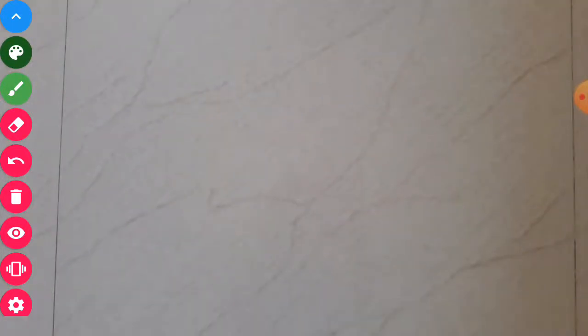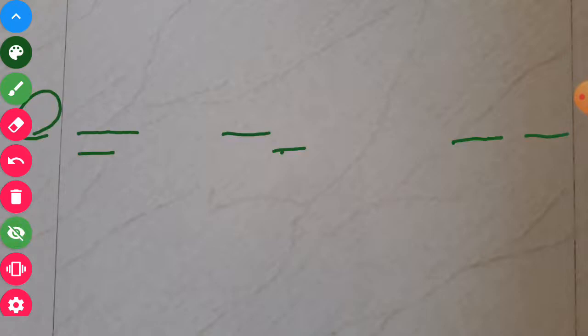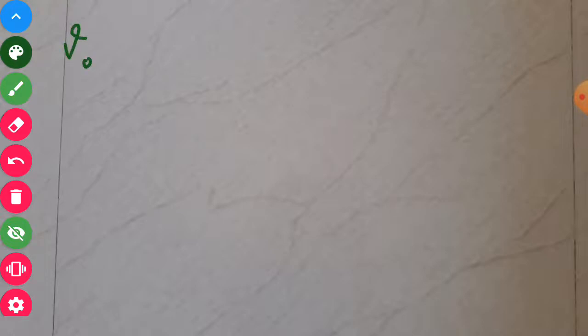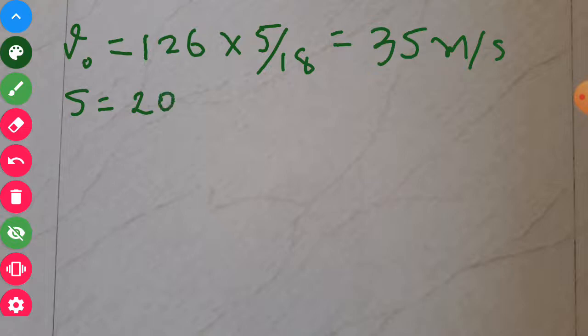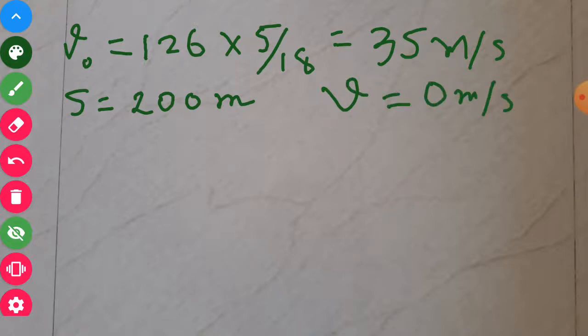Now you can see that initially the car was moving at the speed of 126 km per hour. So the initial velocity v0 is equal to 126 kilometer per hour. We multiply by 5 by 18 and we get it to be 35 meter per second. Now how much distance does it cover before stopping? It is 200 meter. Finally, when it stops, we can say the final velocity is 0 meter per second.